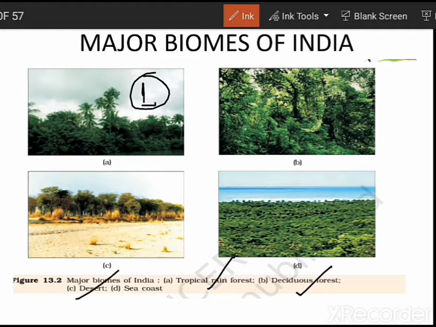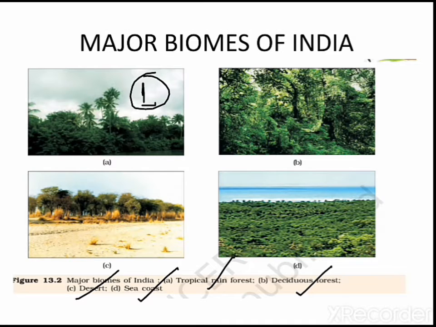The third one is the desert, the hot desert, which is seen in Rajasthan, and the cold desert, which is seen in Jammu and Kashmir. And the last one is sea coast, and the areas which are famous for sea coast include Kerala, Karnataka, Tamil Nadu, Maharashtra and Odisha. These are the areas with the maximum amount of coastal areas. So these are some of the biomes of India. Only some are mentioned, and also we have the ice caps and many others like the estuaries.